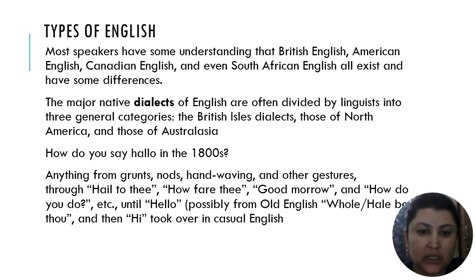How do you say hello in the 1800s? Anything from grunts, nods, hand waving, and other gestures through hello to thee, how fare thee, good morrow, and how do you do, etc., until hello, possibly from Old English hál béo þú, and then hi took over in casual English.